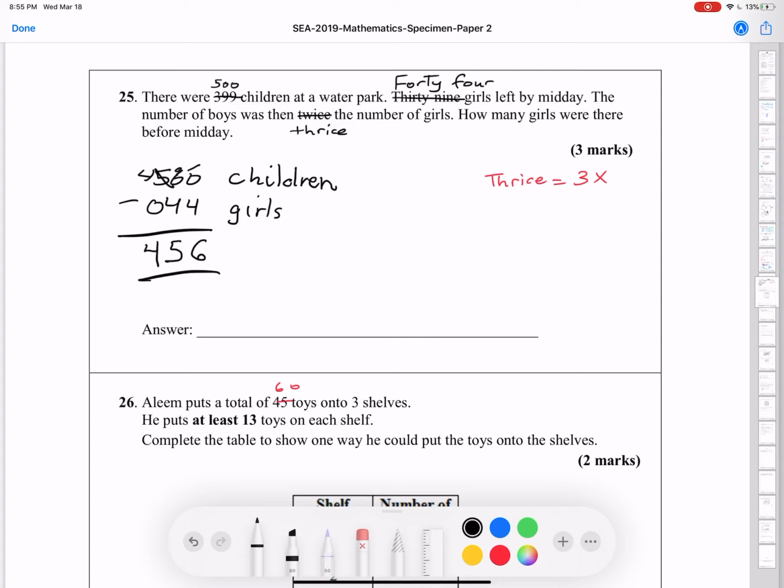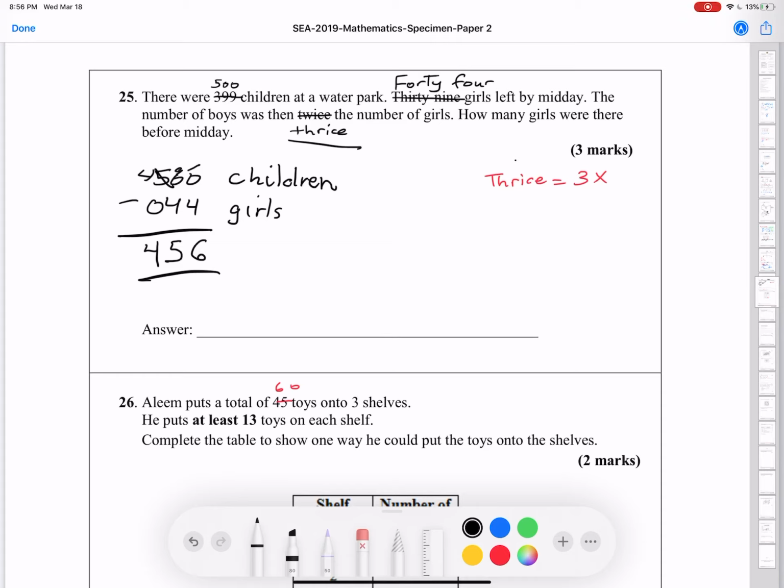The number of boys was then twice the number of girls. Hold on, don't read the rest yet. The number of boys was then twice the number of girls. So we can make a bar. Oh, thrice. Thrice, is that what I said? The number of boys was then thrice. And you see, I gave you this information here. Thrice is not a word that is very common these days. It means 3 times. Twice, 2 times, thrice, 3 times.